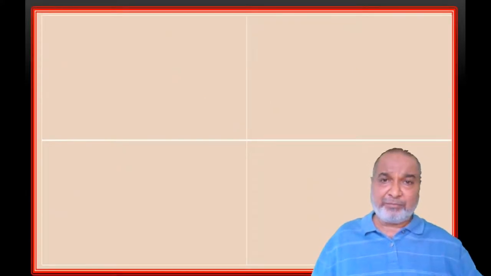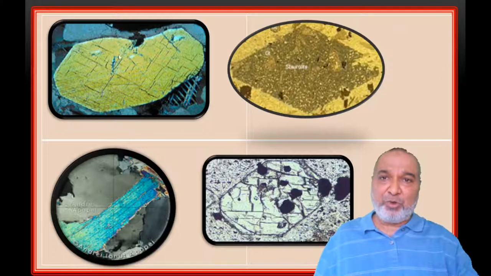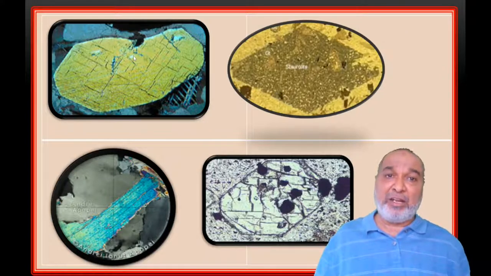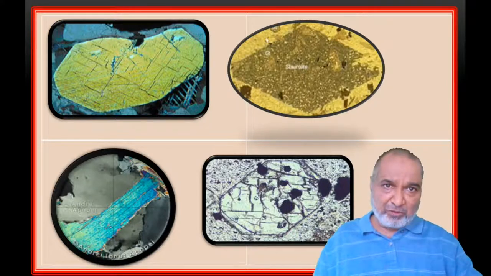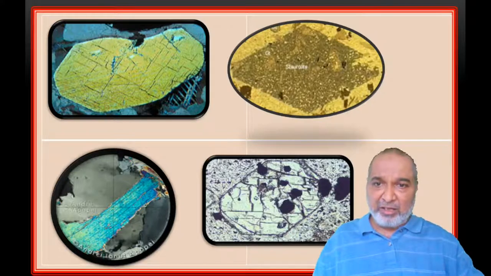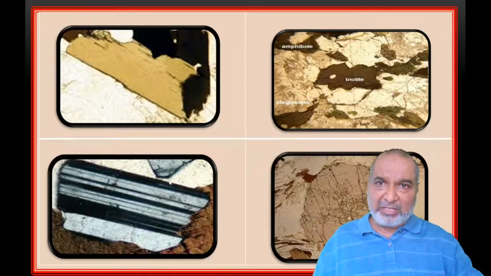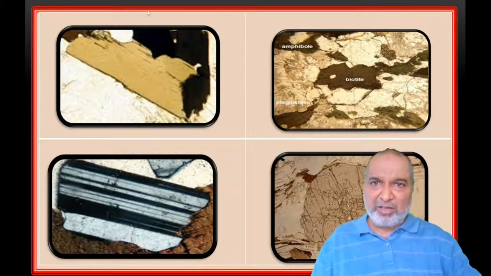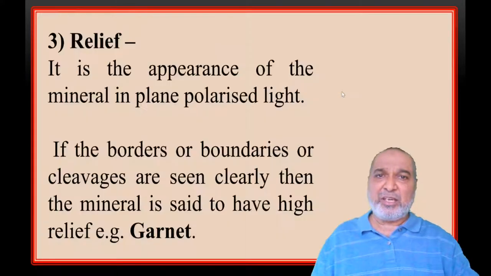Now we'll see the diagrams. See, both these upper two are the ideal ones, euhedral forms. This is the eight-sided one. You can foresee this is the four-sided, the square one. Then the elongated one, the lath shape. Then a rounded one, and an irregular one, you can see now, zigzag. So these are the forms.